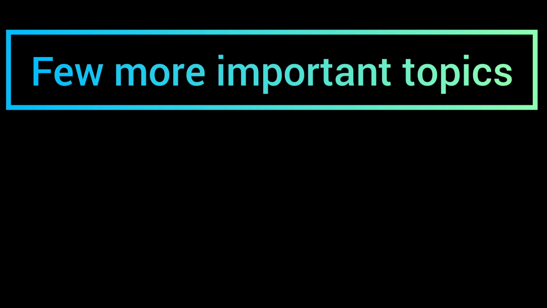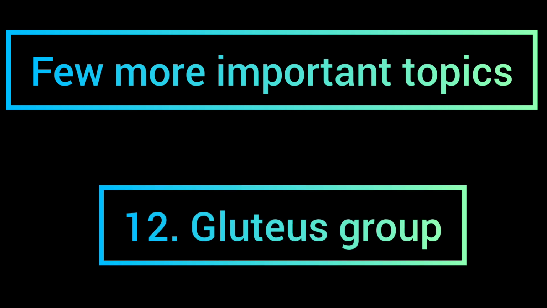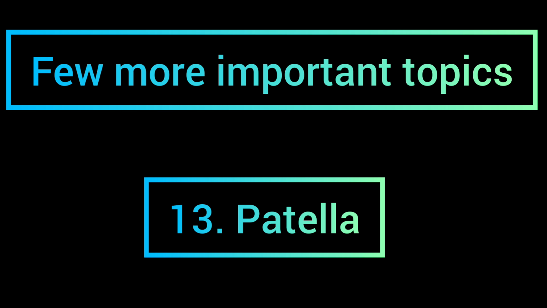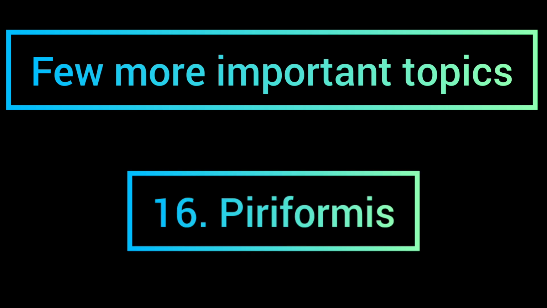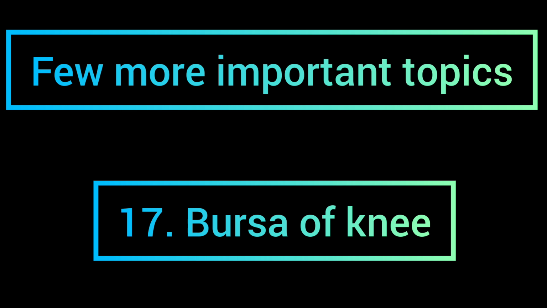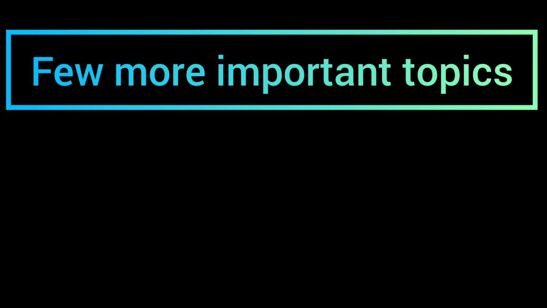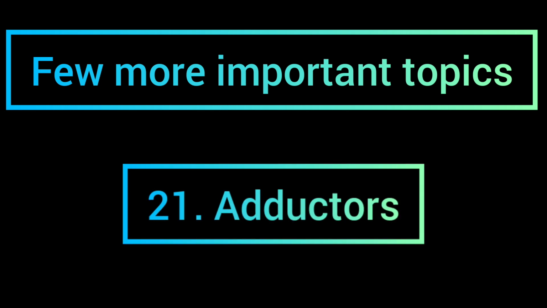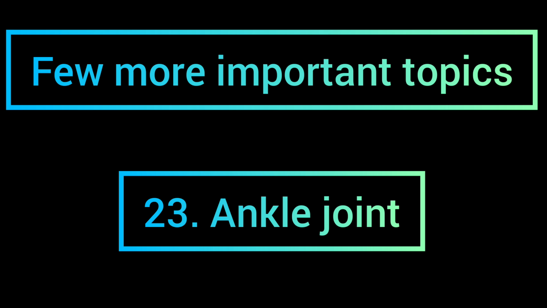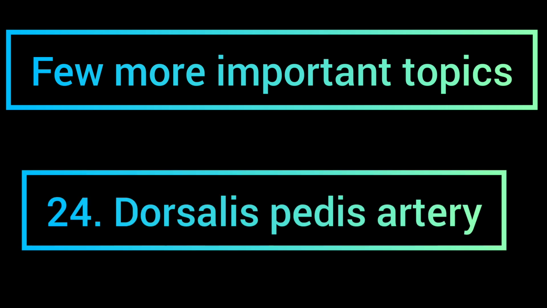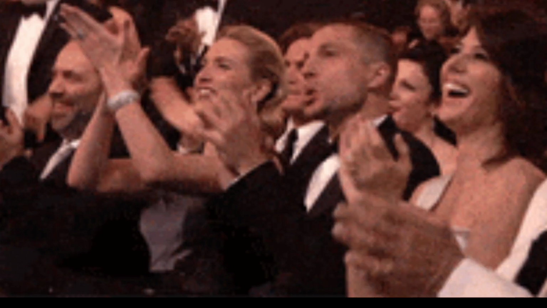knee, 10th one locking and unlocking of the knee joint, 11th one iliotibial tract, 12th one gluteus group, 13th one patella, 14th one tibial tuberosity, 15th one tensor fascia lata, 16th one piriformis, 17th one bursa of knee, 18th one head of femur, 19th one femoral artery and 20th one sciatic nerve, 21st adductors, 22nd triceps surae, 23rd ankle joint, 24th dorsalis pedis artery, 25th quadriceps femoris, 26th adductor canal, and finally we are done with the lower limb too.